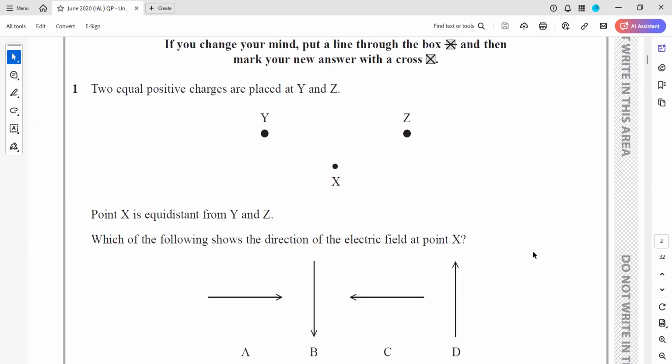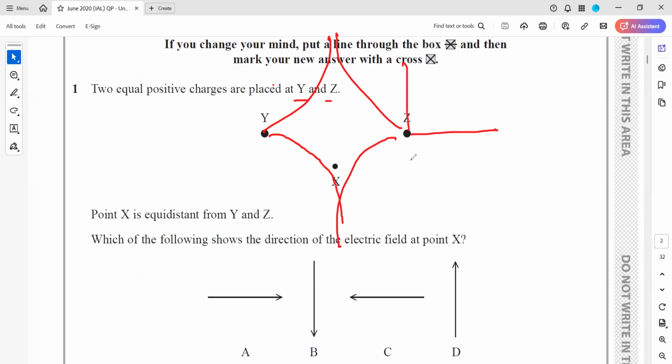Two equal positive charges are placed at Y and Z. Point X is equidistant. Which of the following shows a direction of the electric field? Look, when we sketch a direction for positive charges, like charges repel. This is the pattern we will have for the electric field, and the direction is always pointing outward.